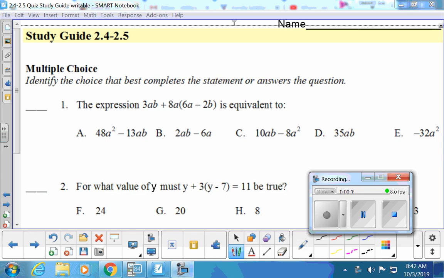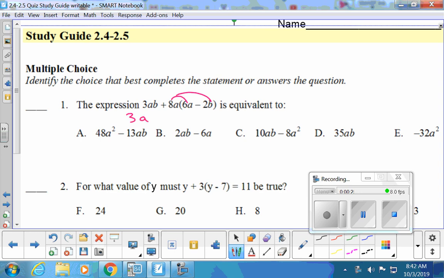On number 1, we are going to start off by distributing the 8a to multiply by the 6a. That's a tricky multiplication. Do you know what that would give me? 48a squared. And then 8a with a negative 2b would give me negative 16ab. Now, I believe these two are going to be our like terms.